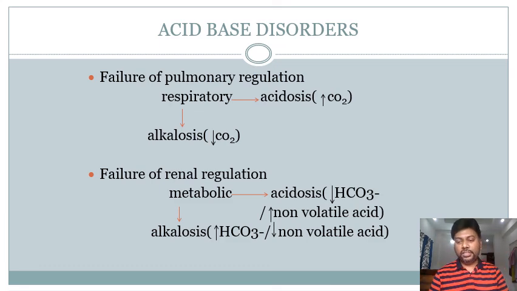Next, coming to the metabolic disorders, here it is due to failure of renal regulation. We all know the two primary roles of renal regulation are to excrete acid and to increase bicarbonate. Suppose it fails to do this, what will happen? Acids will accumulate and the base level will decrease, leading to acidosis, which we call metabolic acidosis. On the other hand, if the base is more or the acid is less, then it leads to metabolic alkalosis. So this is an overview of the acid-base disorders. We'll discuss these disorders in detail in the next video.